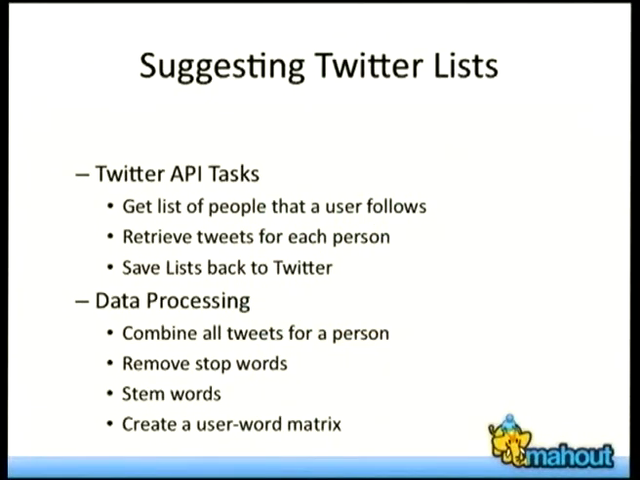And I guess, just those little things you have to do. How do I interact with the Twitter API? Having a look at that, I can get a list of the followers. I can retrieve tweets for each person. And then, when I've got those groupings, I can actually save them back to Twitter. In terms of data processing, obviously we're going to need to combine all the tweets for a particular person. Just things like removal of stop words, stem the words, and then basically create our user word matrix.